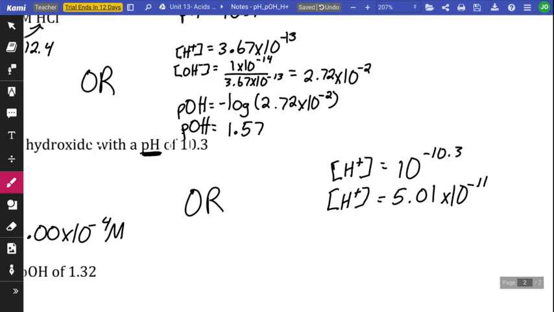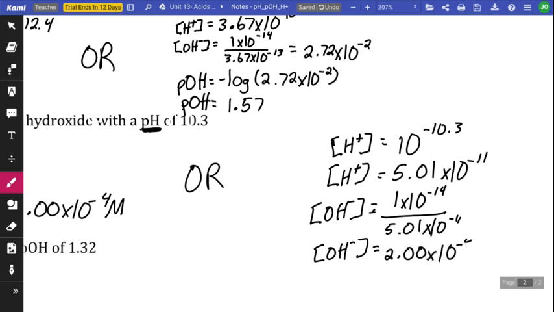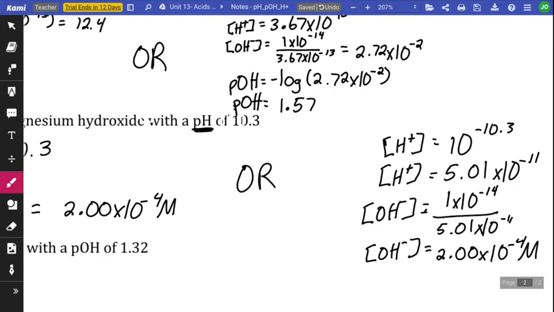Okay, well now I've got my hydrogen concentration, but I need my hydroxide concentration. So our hydroxide concentration equals 1 times 10 to the negative 14 divided by 5.01 times 10 to the negative 11. So my hydroxide concentration is equal to 2.00 times 10 to the negative 4 molarity. Again, that came from our calculator. They are the exact same numbers. Okay, they should always be very, very, very close. Okay.